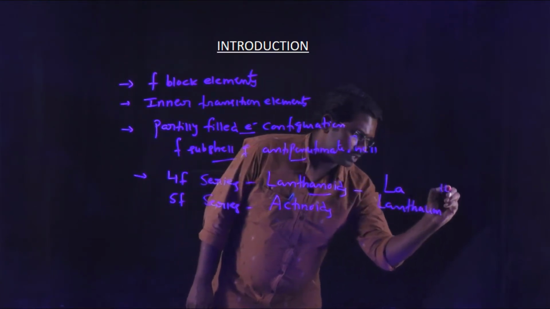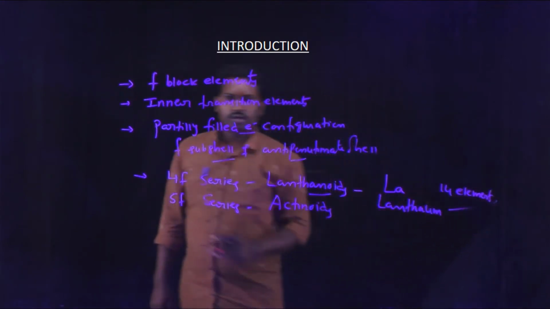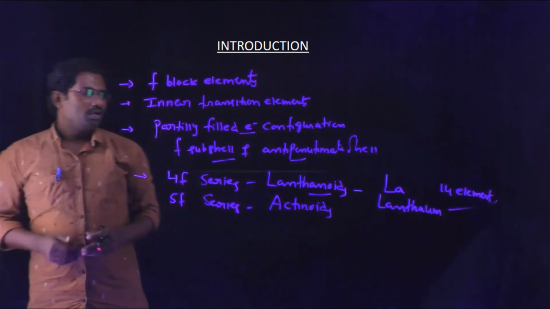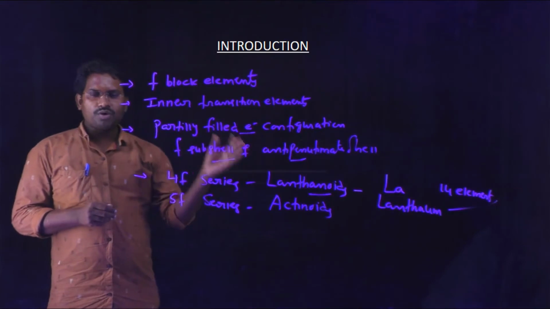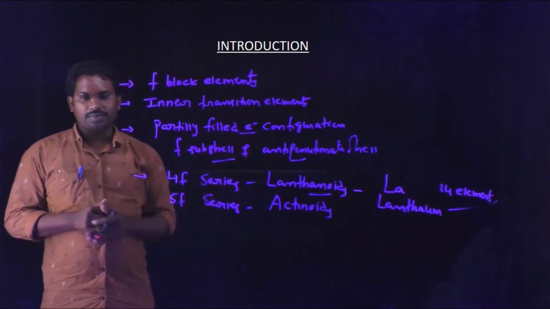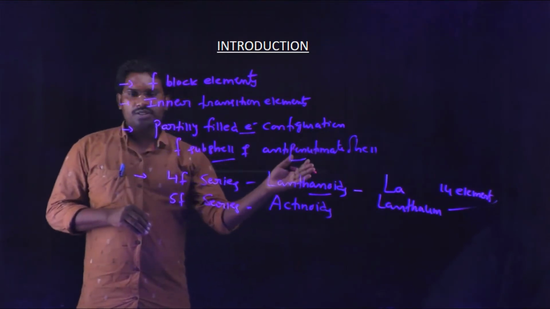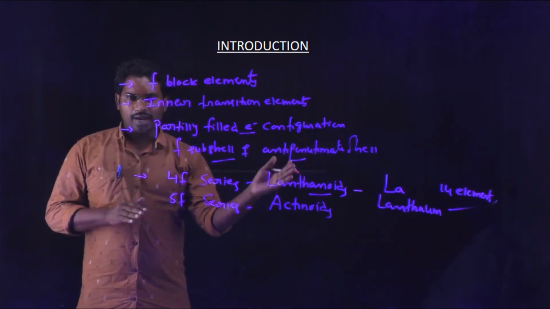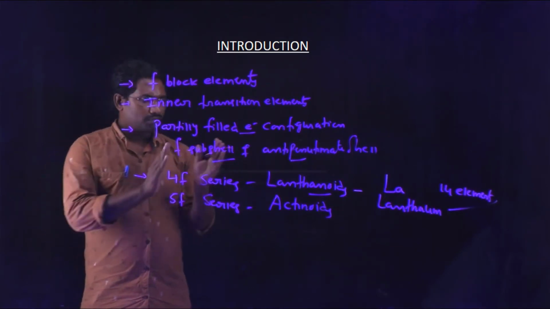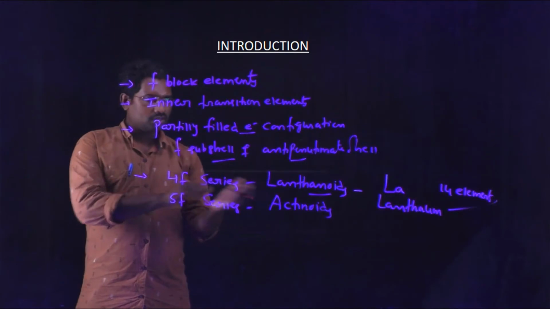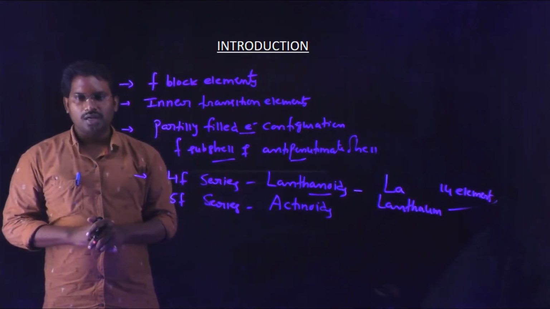The 14 elements which are coming after lanthanum are called the lanthanoid series, or simply lanthanoids. Why can the 14 elements coming after lanthanum be treated as lanthanoids? Because the 14 elements present after lanthanum resemble lanthanum. Therefore, the 14 elements coming after lanthanum are known as the lanthanoid series, or simply lanthanoids.